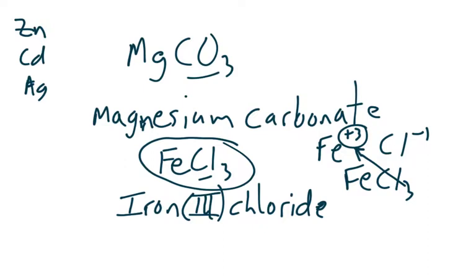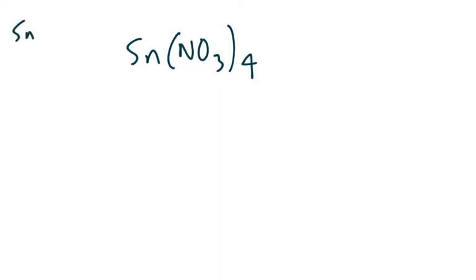We'll do a couple more like that, okay? Here's the next one. So let's say we had SnNO3 4. Now, tin is a post-transition metal. It does have a Roman numeral. In fact, tin can either be +2 or +4.